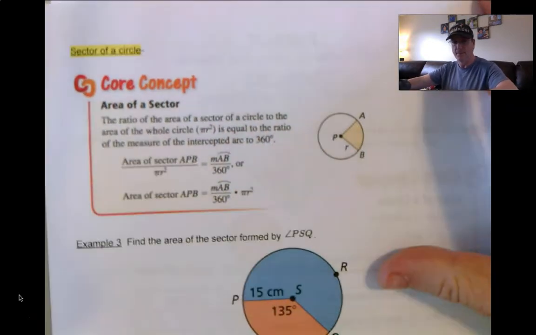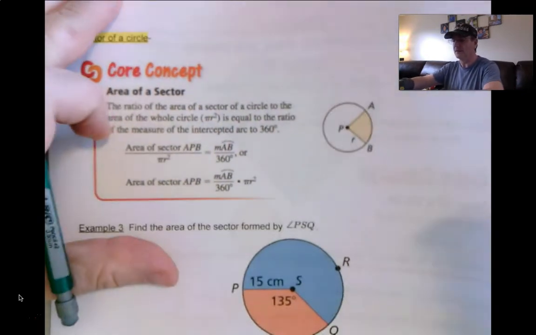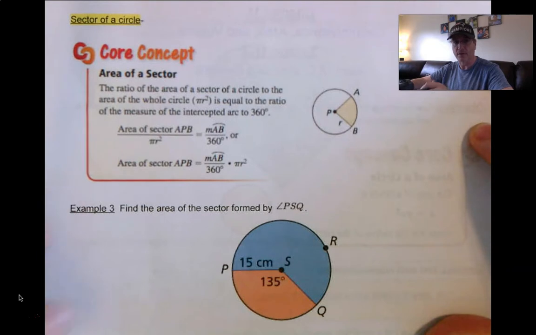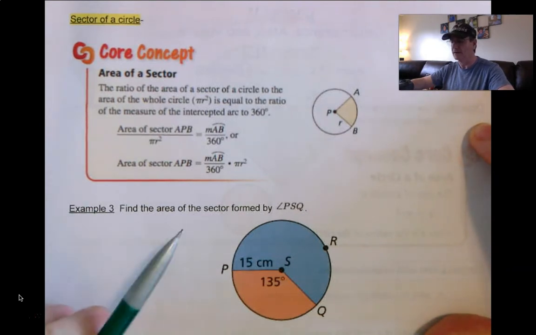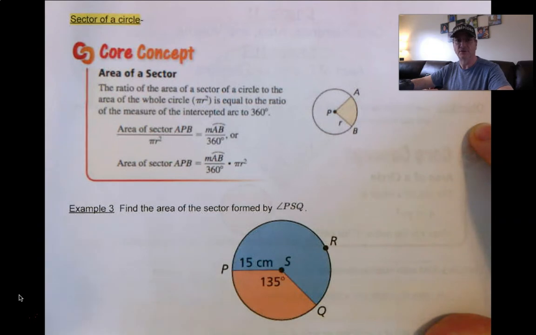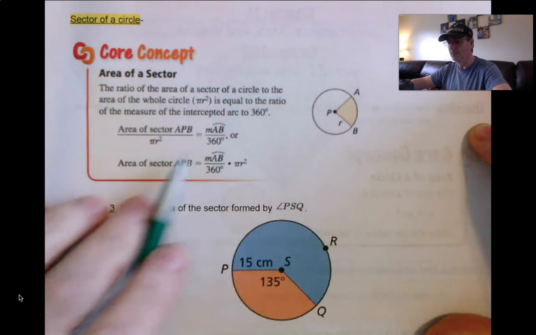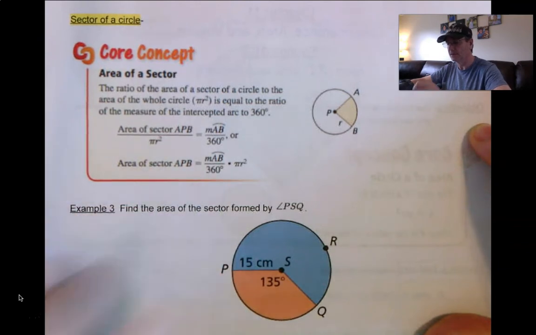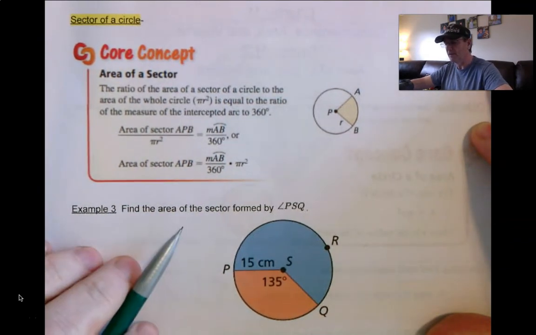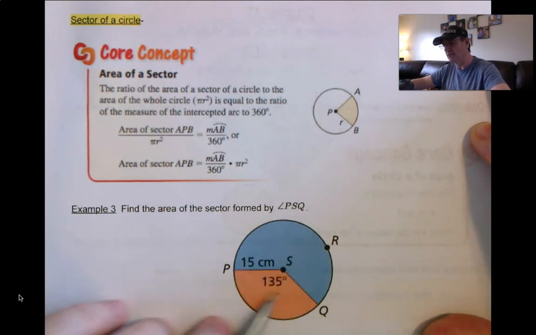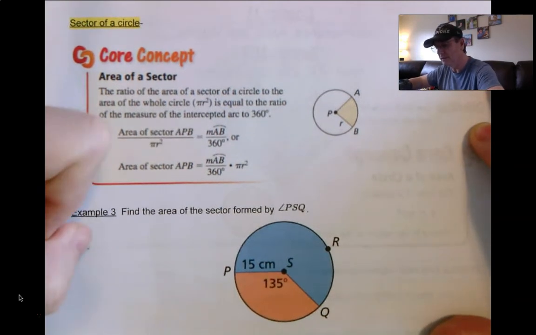Example 3. Example 3 is dealing with a sector of a circle. Sector of a circle is analogous to arc length. Arc length was a fraction of a circle's circumference. A sector of a circle is a fraction of the circle's area. Okay? So again, we can use either the ratio, the proportion setup, or the formula setup, either one. Find the area of the sector formed by angle PSQ. That's this angle here.